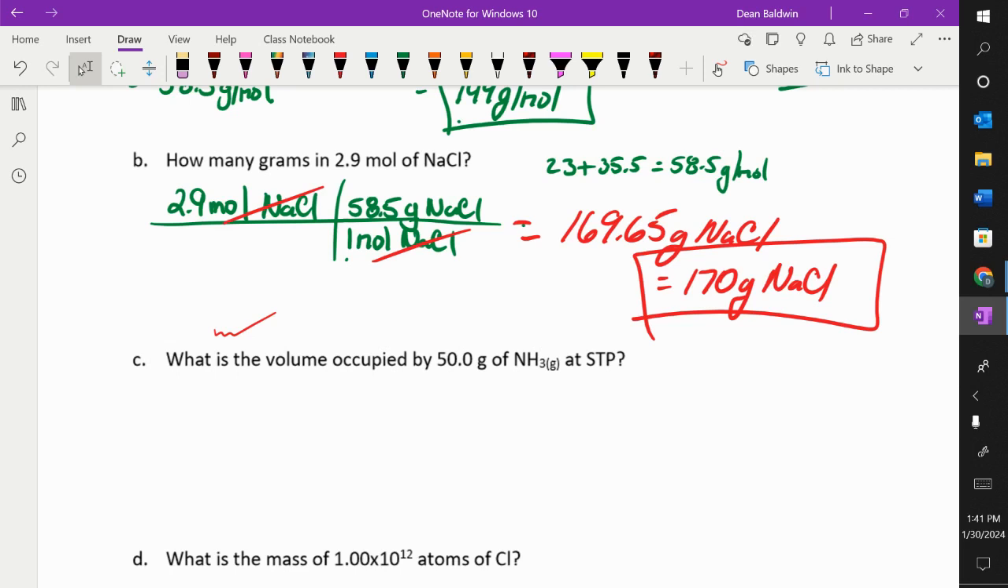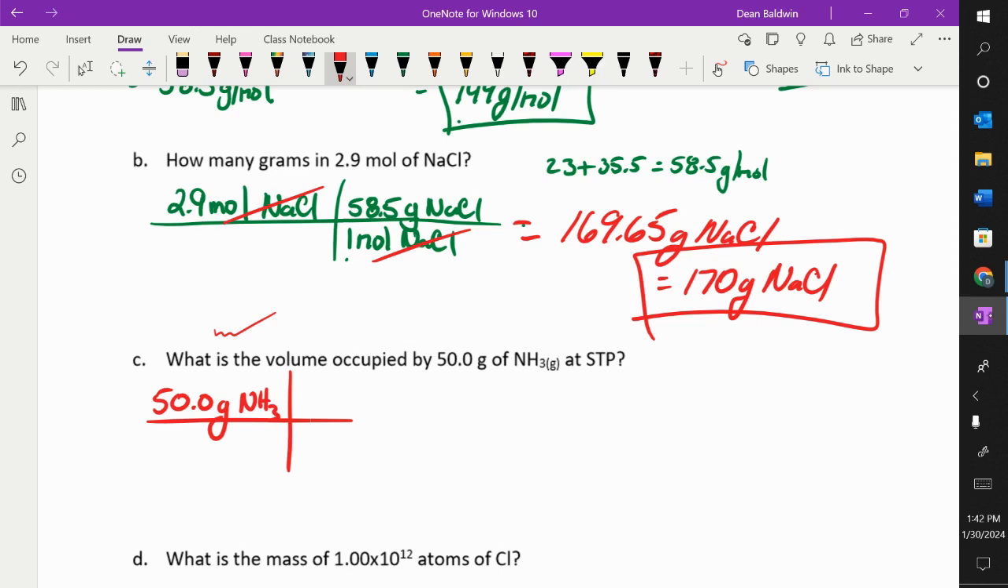What is the volume occupied by 50 grams of ammonia gas? So it's a gas and it's volume. I just take what I have, 50.0 grams of ammonia. Do we like grams in chemistry? You like it if you're measuring stuff out, but if you're doing calculations, you usually want moles. So how do I get rid of grams? Molar mass. What's the molar mass of ammonia?